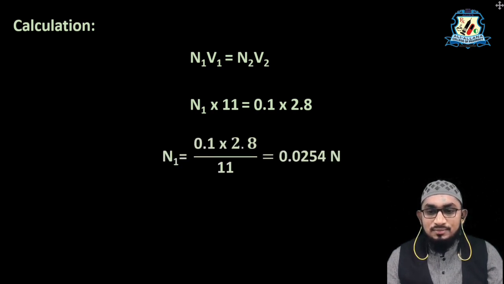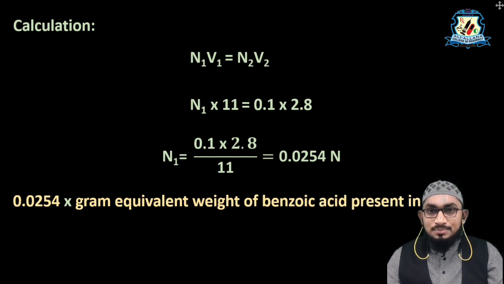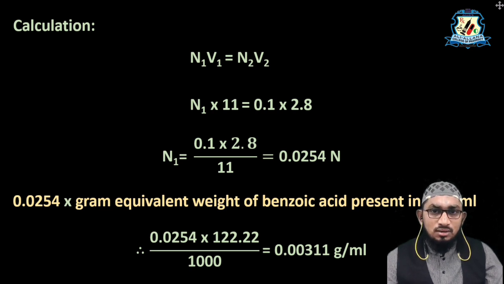After calculation of normality, we can calculate the amount of benzoic acid present in our sample. We can calculate it in this way, that is 0.0254 multiplied by the gram equivalent weight of benzoic acid present in 1000 ml, and it will be like this: 0.0254 multiplied by 122.22 divided by 1000, and it will give the answer of 0.00311 gram per ml. And this is the solubility of our solute benzoic acid.